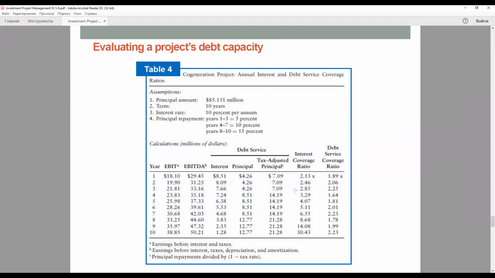Given the strengths of the cogeneration project's contractual agreements, coverages of the magnitudes just calculated would suggest that the cogeneration company should be able to service its debt in a timely manner. And I should also note that these thresholds set for the interest coverage ratio and debt service coverage ratio are a really good representation of average ratios used in the market. So you can already use these ratios as a reference when analyzing similar projects.